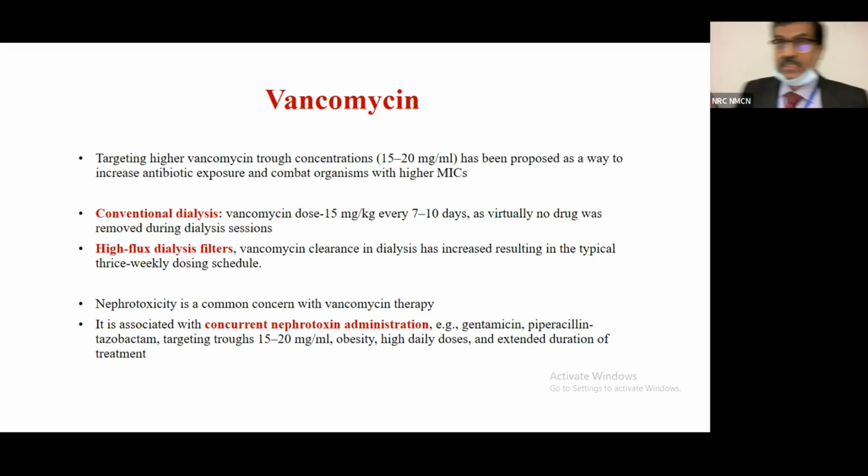But high flux dialysis, that also becomes important if your patient is getting the CRRT, where the pore is larger. If your patient is getting the high flux dialysis, where the clearance of the drug is possible, then you have to adjust the drugs accordingly. So that we should keep in the mind.